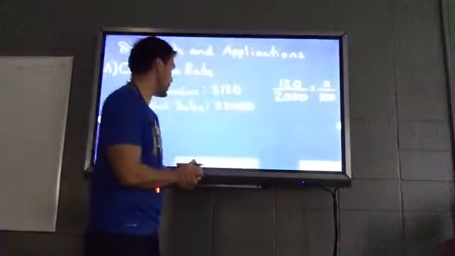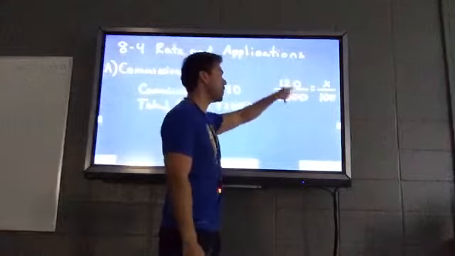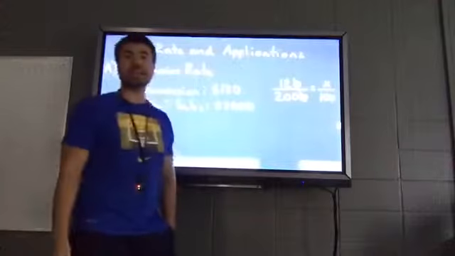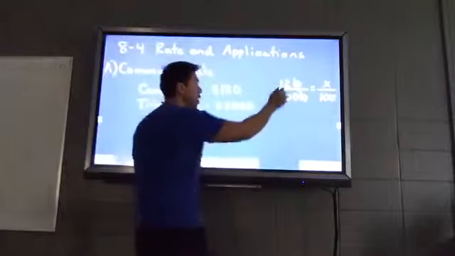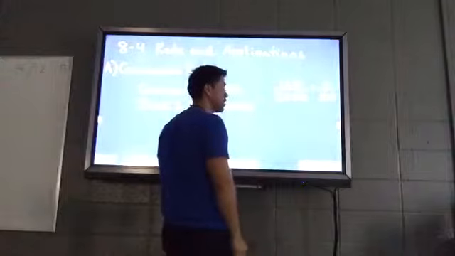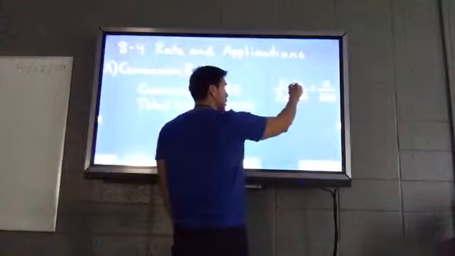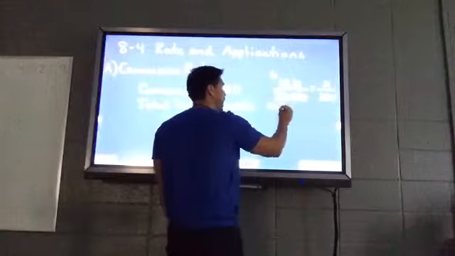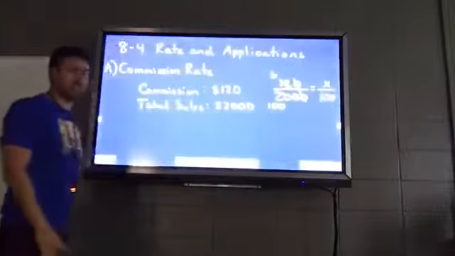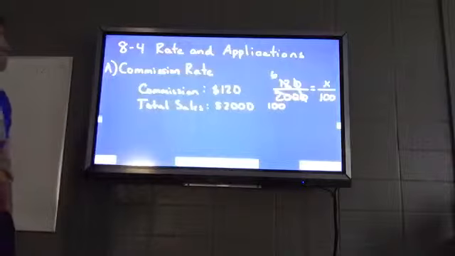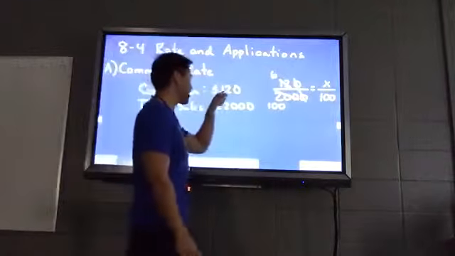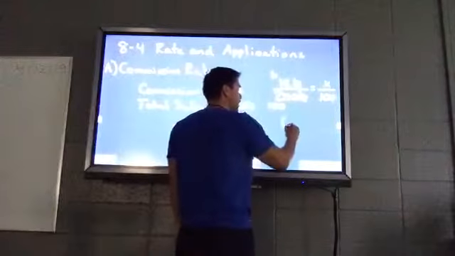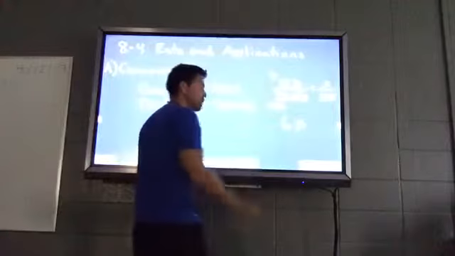But the way I want to do it is to first simplify this fraction. Looking at this, you notice that 10 goes into both of them, so I can cross out a 0 there. And then what goes into 12 and 200? 2 goes into both. 2 goes into 12 6 times, and 2 goes into 200 100 times. Look what I have here: the rate of commission, which is 6 over 100.